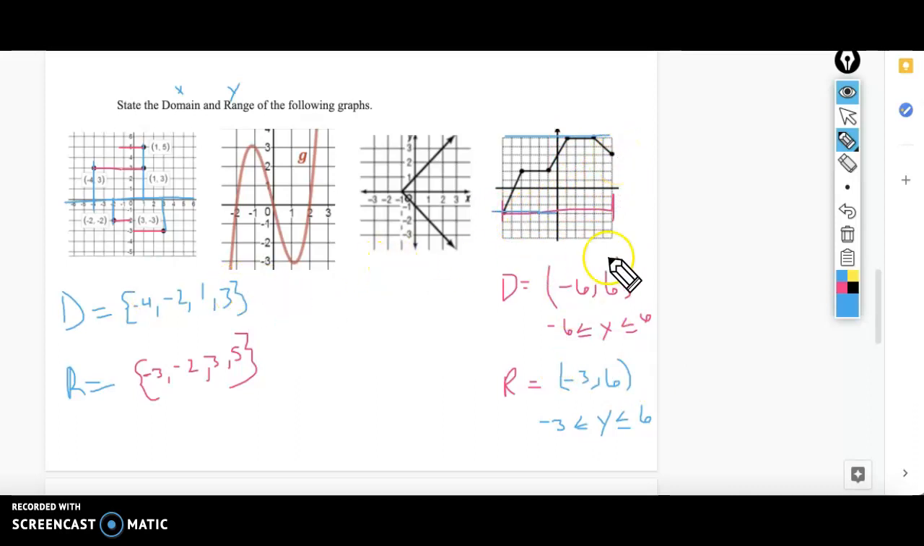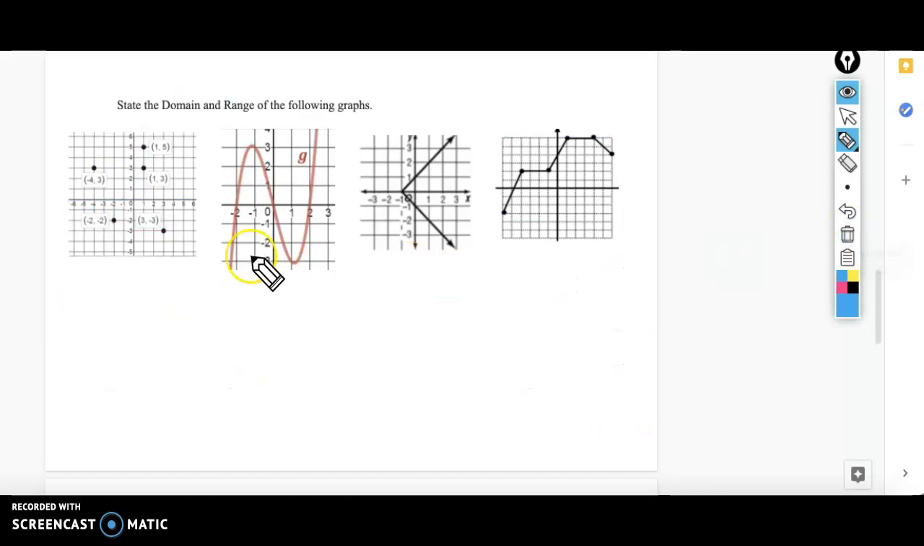Now let's work on these two middle ones. I'm going to go ahead and get rid of this, so if you need to pause the video. So now we're going to look at these two middle ones.